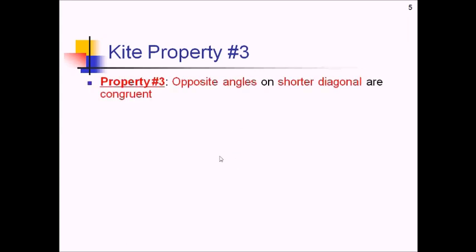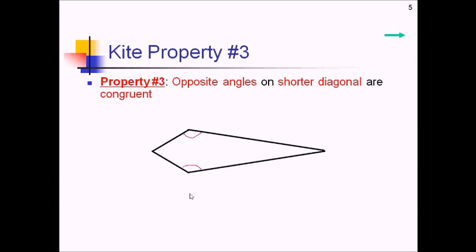Now, some of these kite properties read a little bit funny because they talk about a longer diagonal and a shorter diagonal. This one, for example, says opposite angles on the shorter diagonal are congruent. So here's what we're talking about. With a kite, you have a short direction and you have a long direction. We're just saying the short direction angles, this one and this one, are going to be the same.